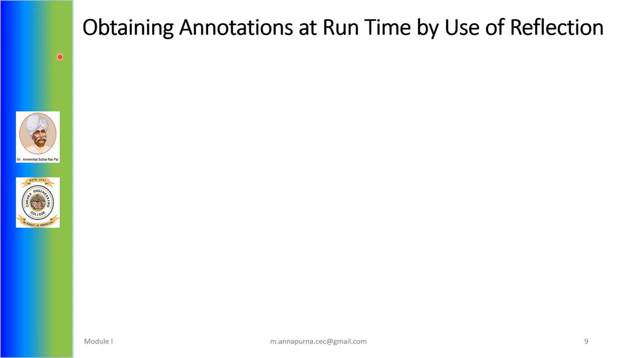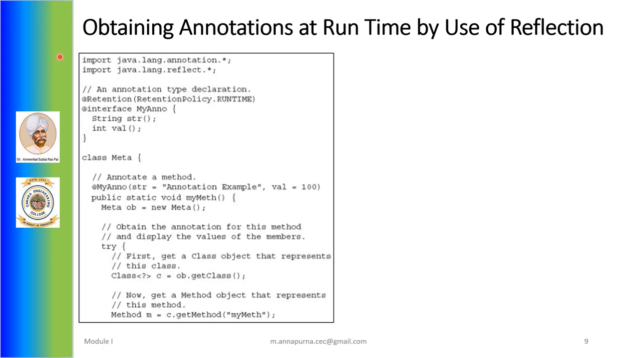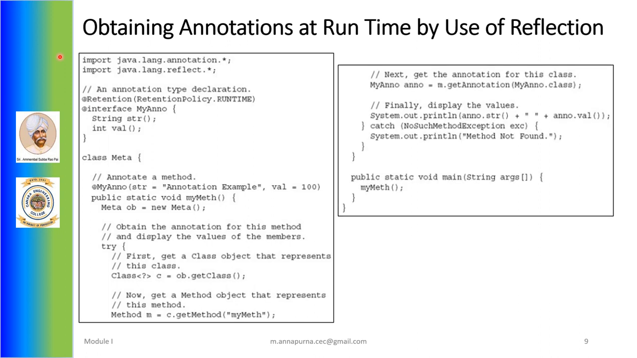Here is a program that uses reflection to display the annotation associated with a method. This program uses reflection to obtain and display the values of str and val in the MyAnno annotation associated with the myMeth method in the Meta class. Two things to be paid special attention in this program. First is this line: myAnno = m.getAnnotation(MyAnno.class). Notice the expression MyAnno.class.